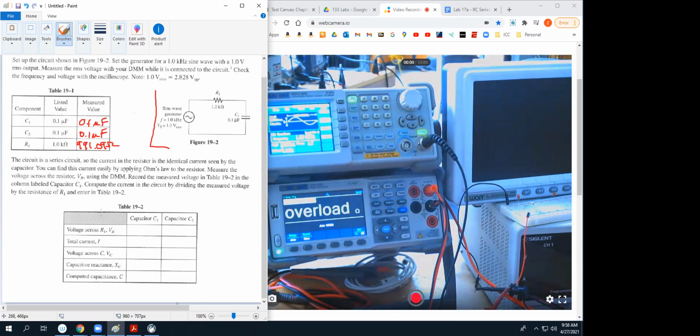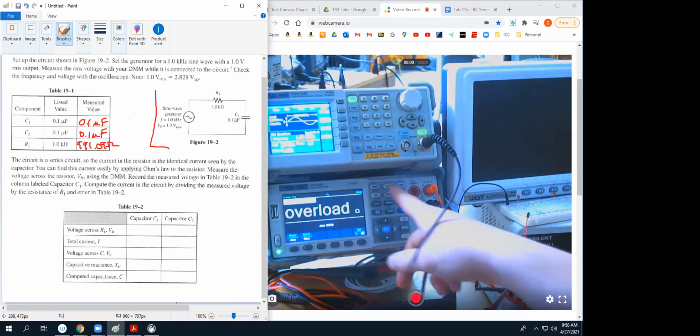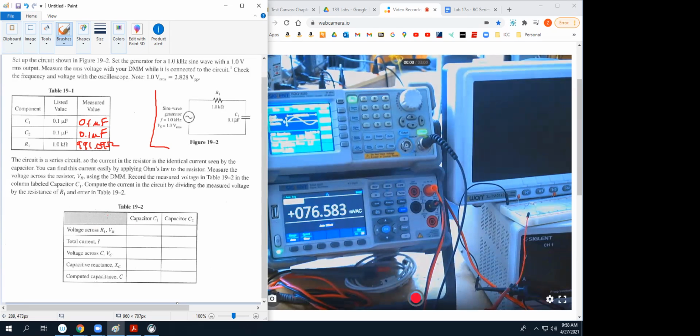Now it's telling me that I can read the voltage drop VR across resistor 1 and put it in this column. So I will do that. AC voltage. What? Don't you bring my mother into this?